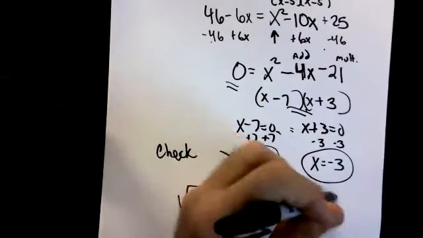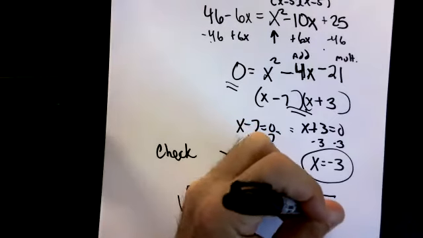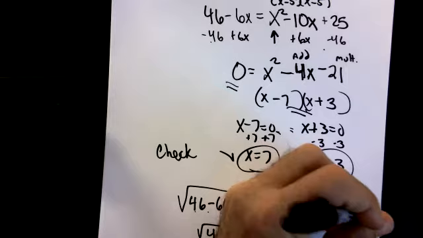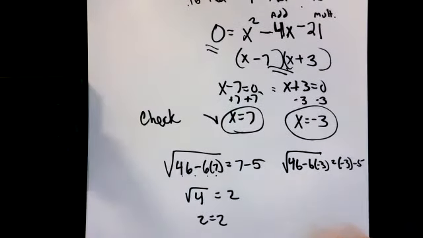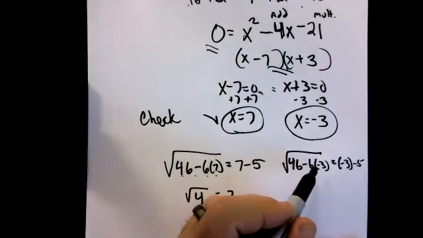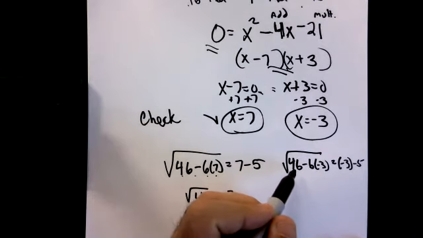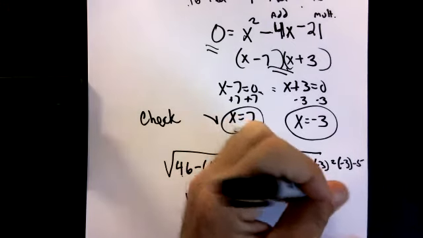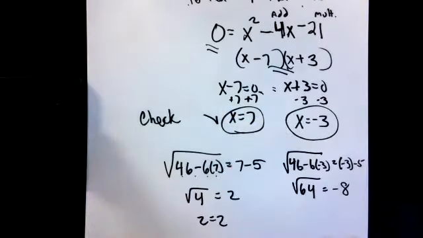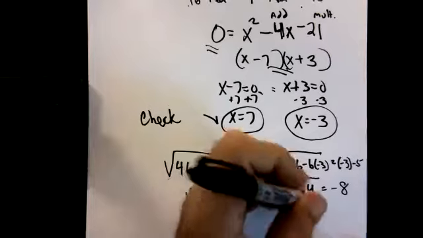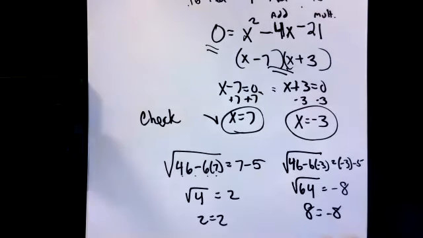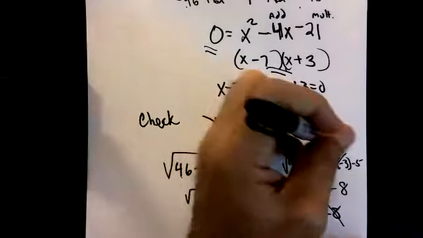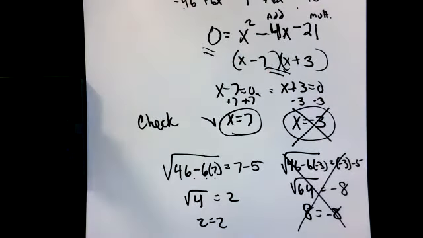If I check the negative 3, negative 6 times negative 3 is 18. 46 plus 18 is 64. Negative 3 plus negative 5 is negative 8. The square root of 64 is positive 8. Positive 8 does not equal negative 8. These do not equal. This is not a valid solution.